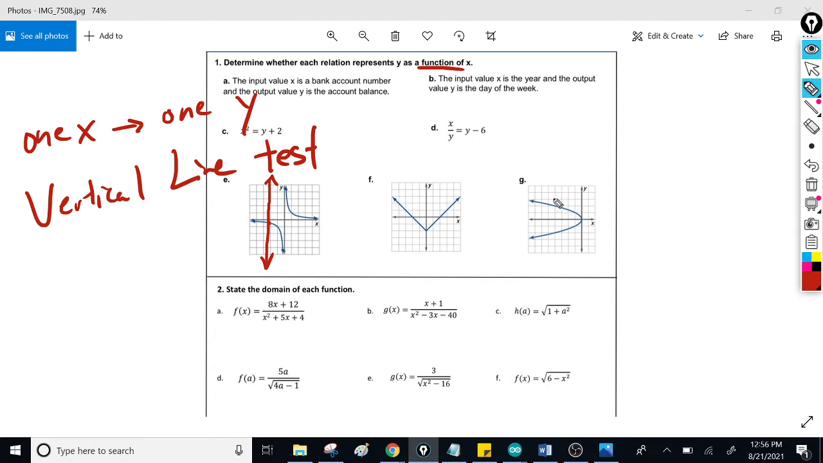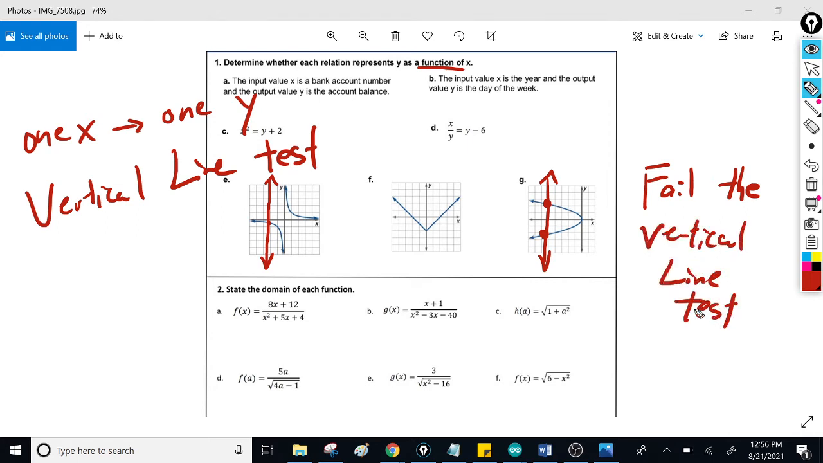If it crosses twice, so let's just say I'll put a line right here, and this vertical line goes through the graph twice. So that means it failed the vertical line test. So in that case, not a function. It is just a relation, all right? It is just a relation, not a function.